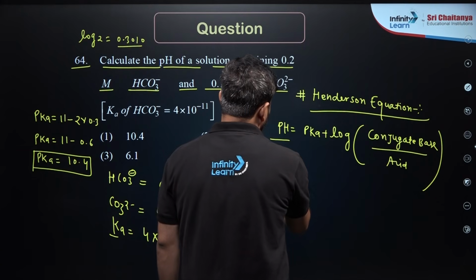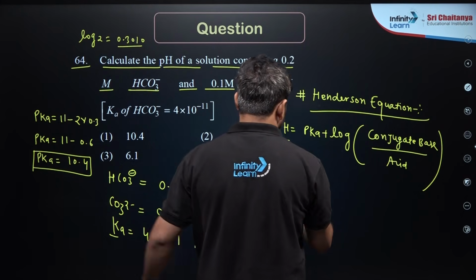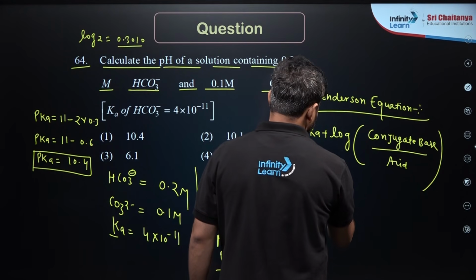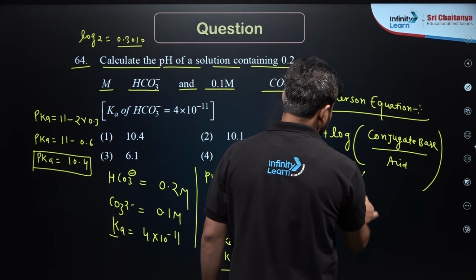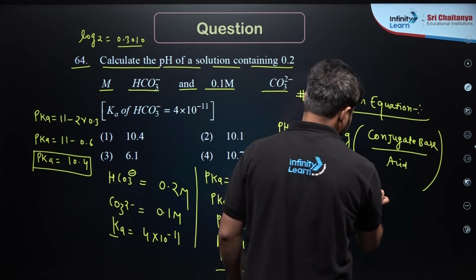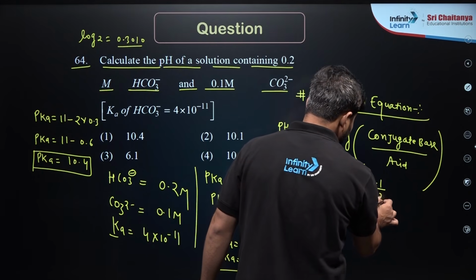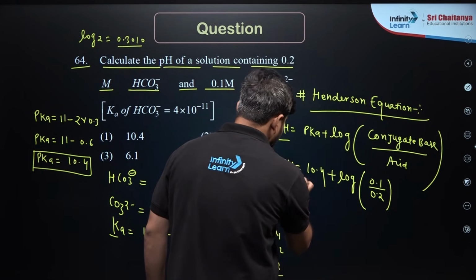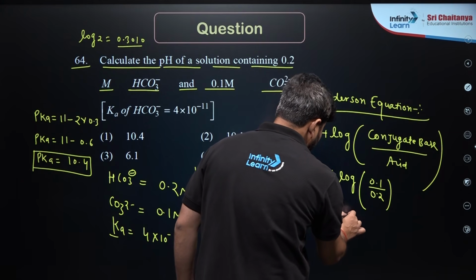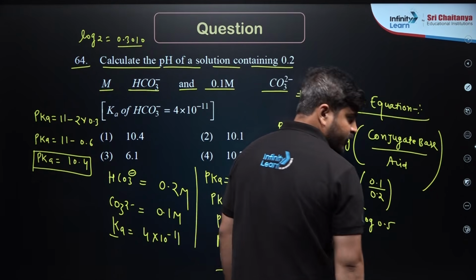Now I am going to put the value of pH here. So pH equals pKa, which is 10.4, plus log of conjugate base, which is given in the question as 0.1, divided by 0.2. So pH equals 10.4 plus log 0.5. How much will it come to?